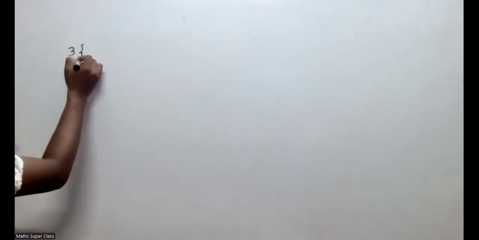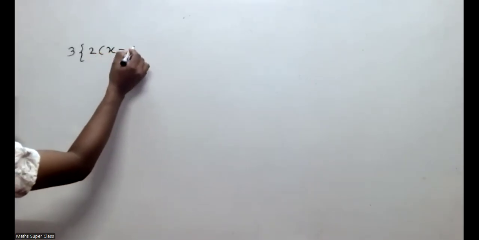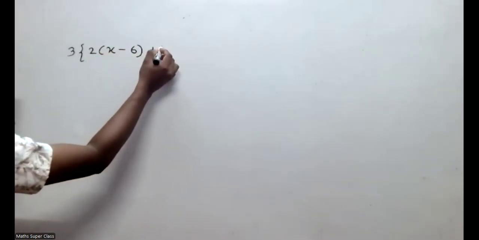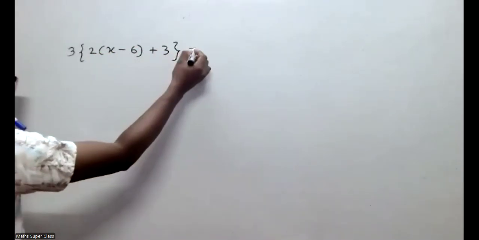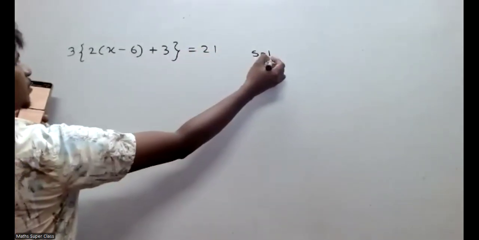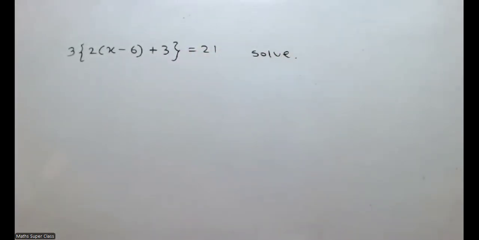2x minus 6 plus 3 equals 21. Solve. Okay. I'm waiting for your answers. You have 4 minutes, 5 minutes.